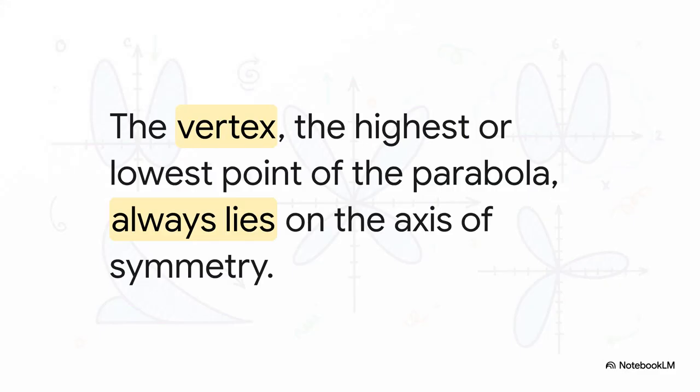And that center line? It's not just for looks. It actually holds the single most important point on the entire graph, the vertex. Now, the vertex is either the absolute bottom of the U, its lowest point, or the absolute top, its highest point. And it is always, without a single exception, located right on that axis of symmetry. So if you can find the axis, you've already found the x-coordinate of your vertex.